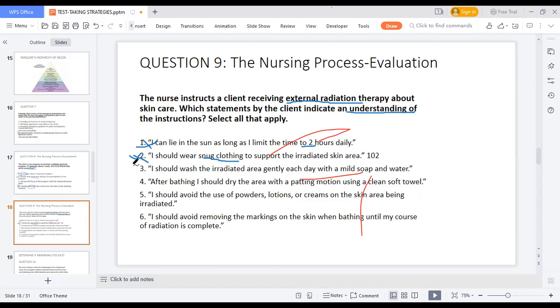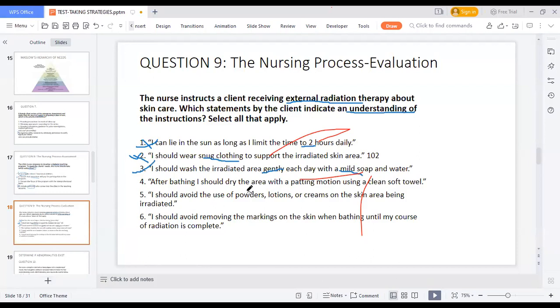This one is wrong. Remember, we are looking for positive event query. We are looking for statements that indicate an understanding. Don't choose, these are not the right ones. This is not what we are looking for. So we're eliminating these ones. These are the wrong ones. We eliminate them. I should wash the irradiated area gently each day with a mild soap and water. Yes, you see, like gently. Mild soap. Okay, this is correct.